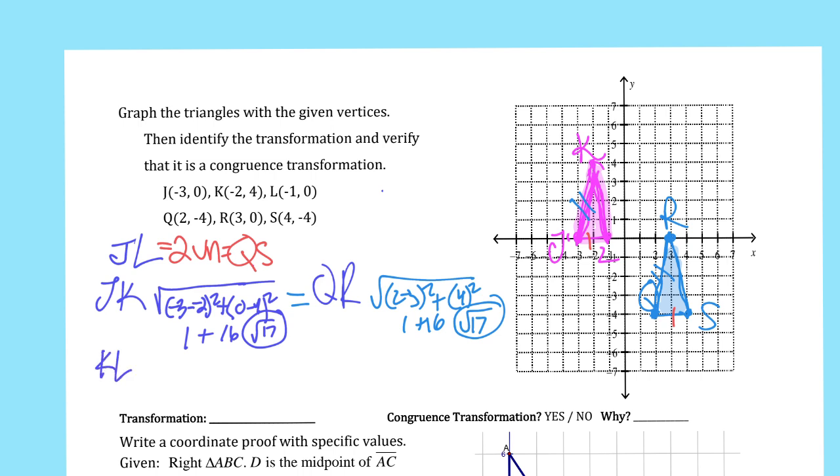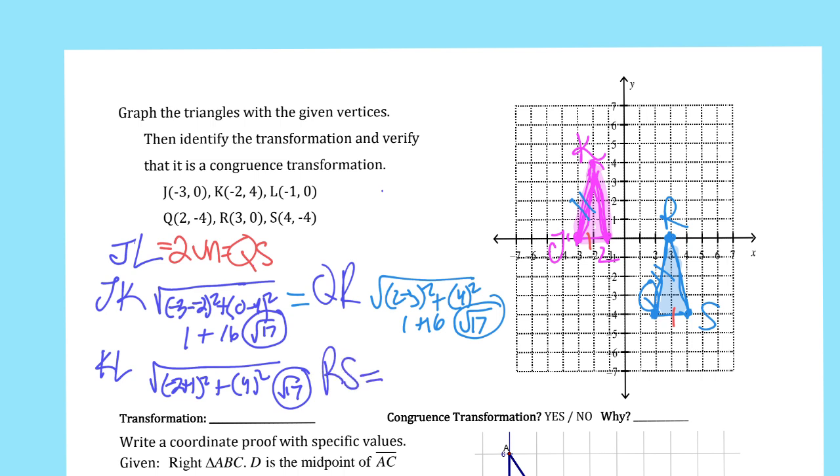So K to L, we subtract the two x's: -2 minus -1, so +1, and then squared. And then 4 minus 0 is 4, squared. So -1 squared is 1, 4 squared is 16, again the square root of 17. We're not surprised. They look congruent to each other. So this one right here is the square root of 17, and then RS should be the same thing.